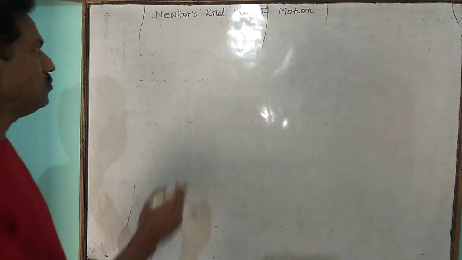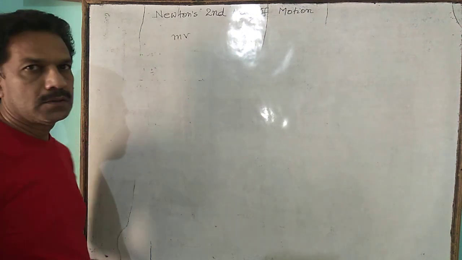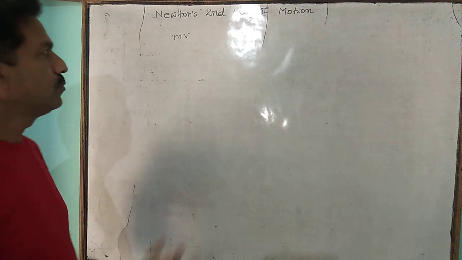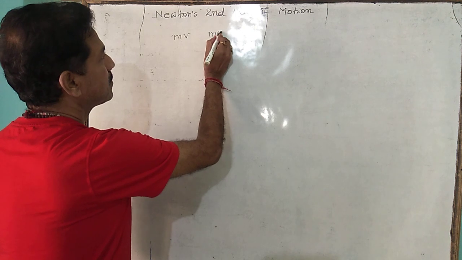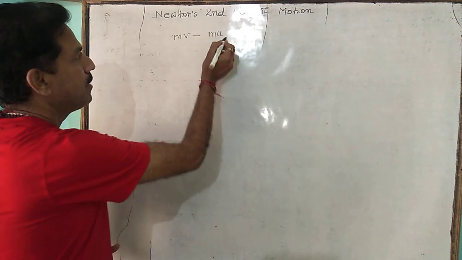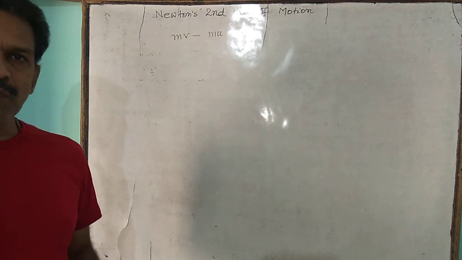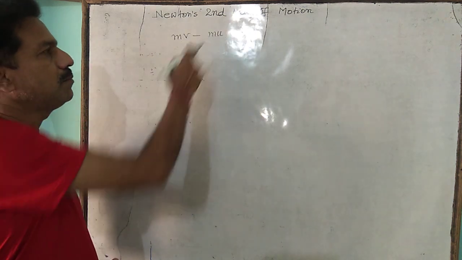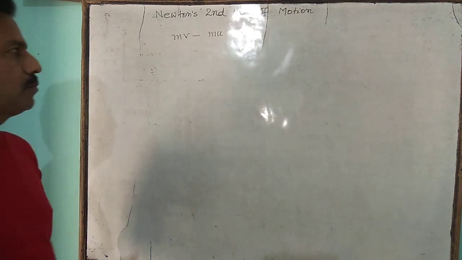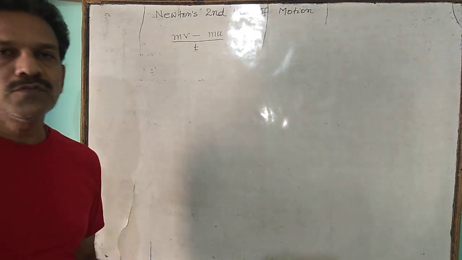Now mv means final momentum. mu means initial momentum. mv minus mu means change in momentum. Now mv minus mu by t means rate of change of momentum.